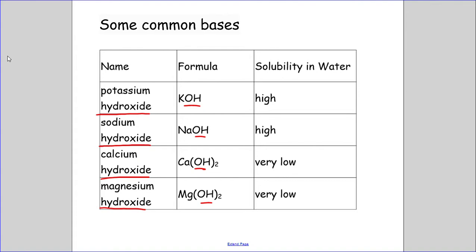If we look at potassium and sodium, they are in group 1, our alkali metals, and so their solubility is quite high. Whereas if we get into group 2, calcium and magnesium, it gets a little bit lower in terms of solubility. So they tend not to readily dissolve in water as much.